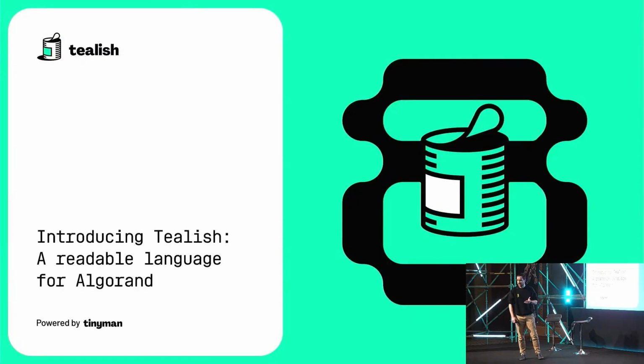In order to build Tinyman V2, we first built this thing called Tealish. Tealish, the tagline is a readable language for Algorand. It's a new smart contract language for Algorand, but maybe not a language, maybe a dialect of TEAL for Algorand. In this talk, I'm going to talk about why we built it, about how we built it, and why that might be of interest to you. This is not an introduction to Tealish, so I'm not going to walk through how to build a contract in Tealish, but more the design of the language itself.